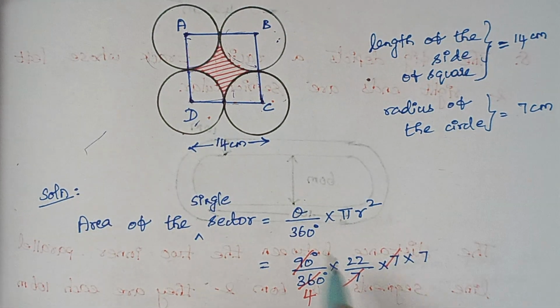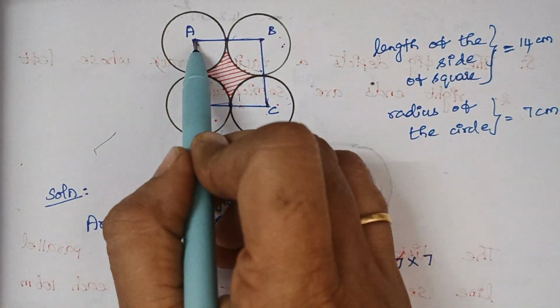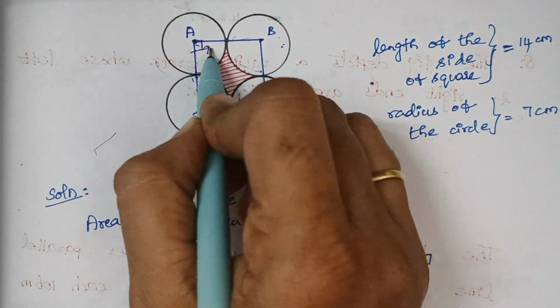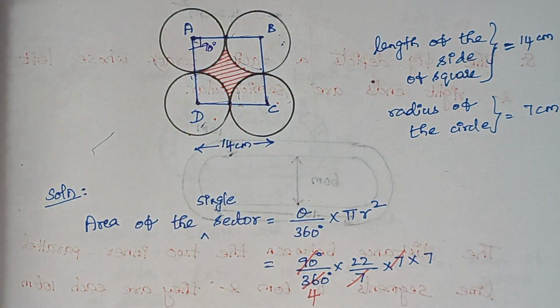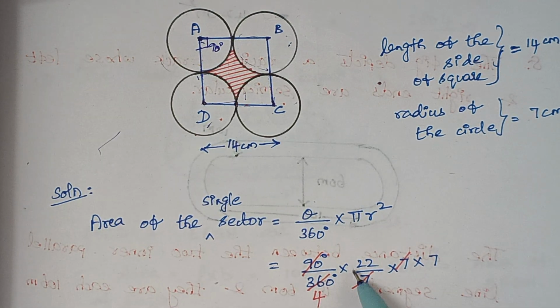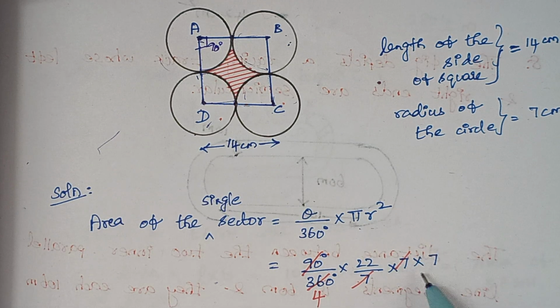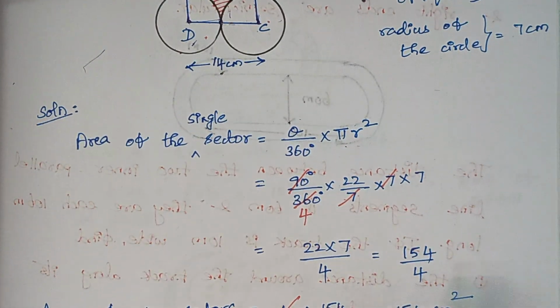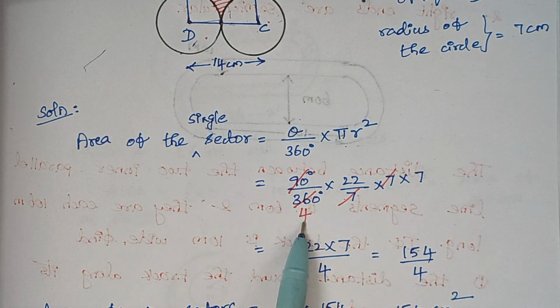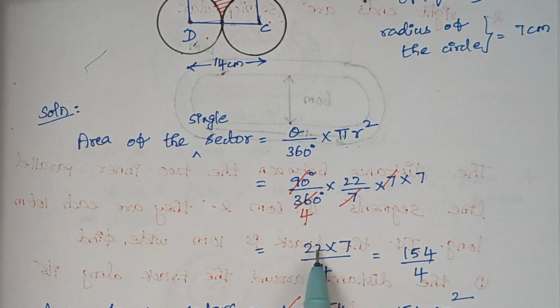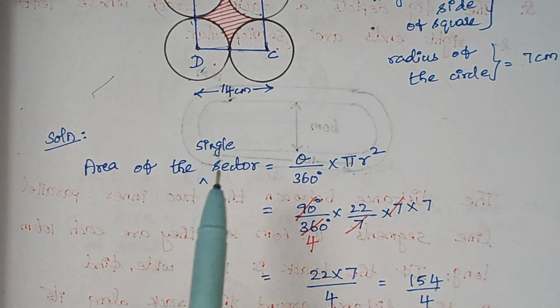What about the value of theta here? Because this is one sector, and here it is a perfect L shape, therefore the angle is 90 degrees. So 90 by 360 into 22 by 7, and the value of r is again 7, so 7 into 7. When you cancel the terms, 90 and 360 cancel by 4 times, and again 7 and 7 get cancelled. The remaining terms are 22 into 7 by 4, which is 154 by 4. This is the area of a single sector.